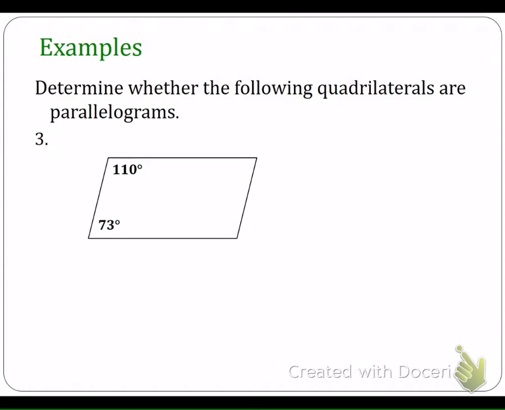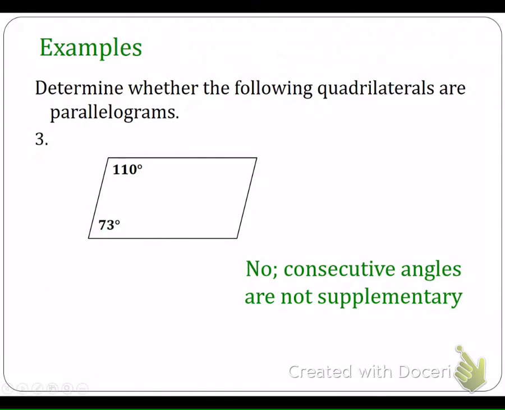Number 3 says, determine whether the following quadrilaterals are parallelograms. So is this a parallelogram? So we have next door neighbor angles, right? They're called consecutive angles. What should be true? They should add to 180. Does 110 plus 73 equal 180? It does not. So this is going to be a no. Consecutive angles are not supplementary.